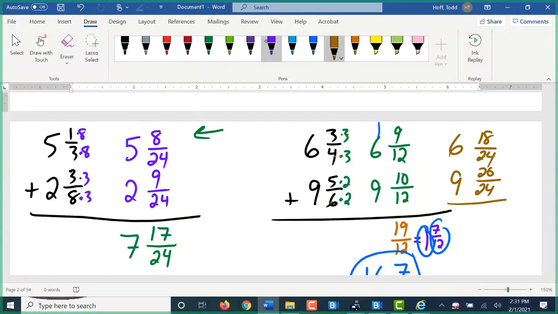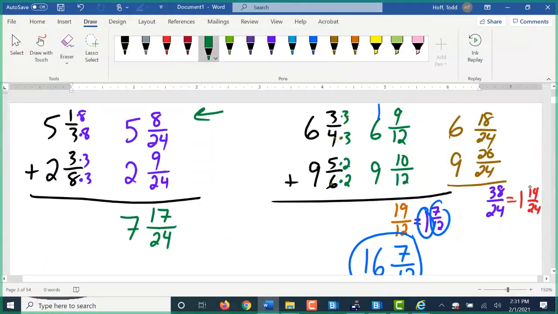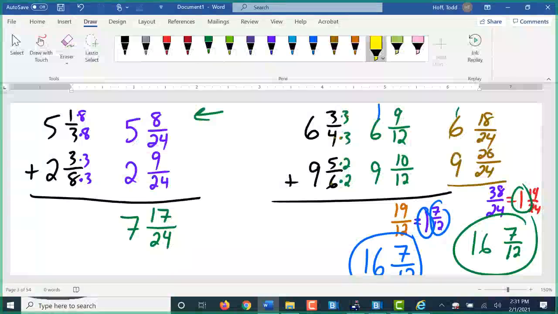If we add here, 18 and 20 is 38, which is 1 and 14/24. Difference is here we're going to have to reduce 14/24. Both divide by 2 to make 7/12ths. Here's the 1, 7/12ths. The only difference was we had to do that one extra step at the end where we had to reduce the 14/24 to 7/12ths. So if you struggle finding common denominators, go ahead and just multiply the two denominators together. You might have to do a couple extra steps to reduce it at the end, but you should still get to the correct answer.